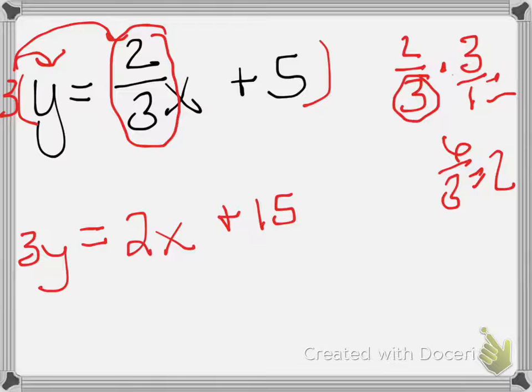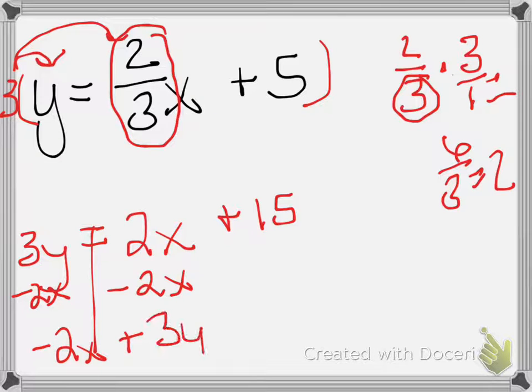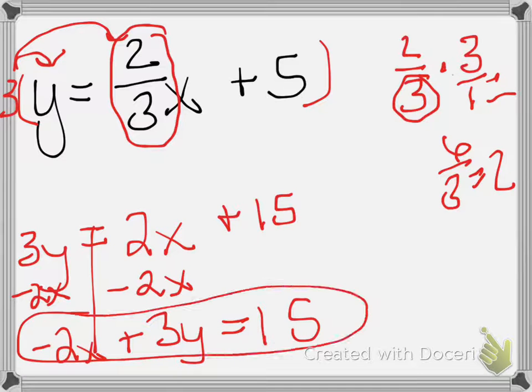So now I got to move my x. So I'm going to subtract 2x from both sides. So now I have negative 2x plus 3y equals 15. And now my fractions are gone. Now some people say, well, can I just move that fraction first?